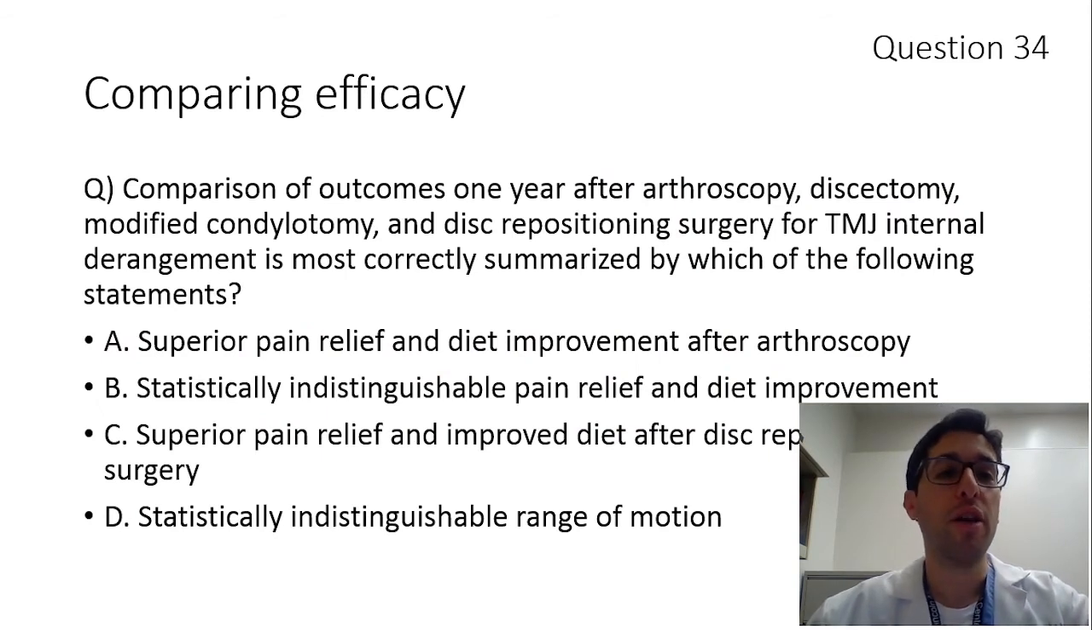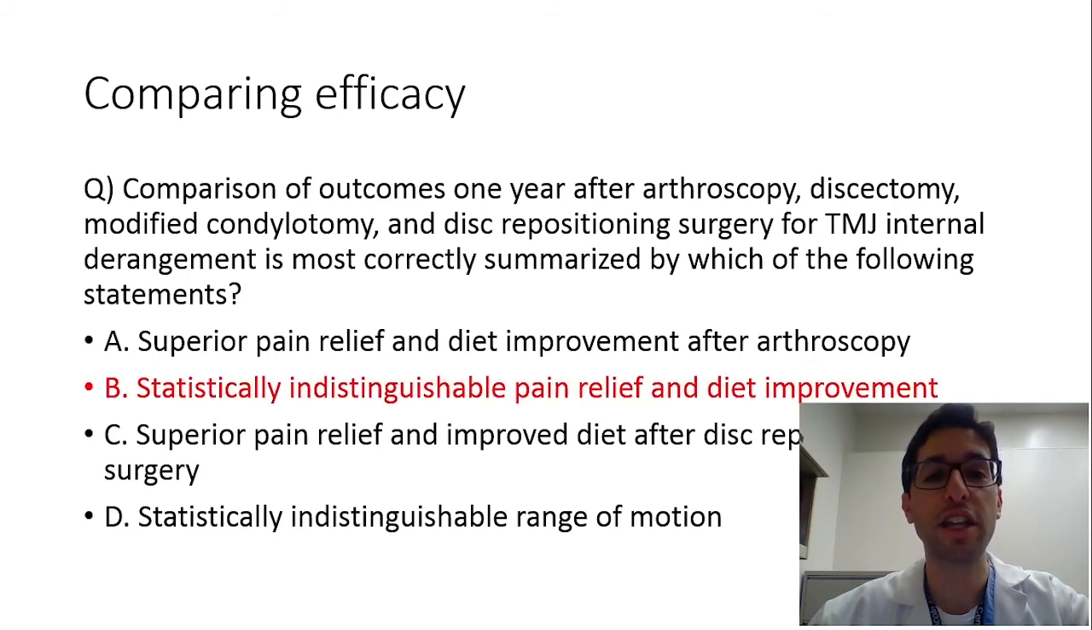All right. Let's compare the outcomes 1 year after all these things: arthroscopy, discectomy, modified condylotomy, disc repositioning. We talked about this last time. Do you guys remember? The answer is they're all the same. Statistically indistinguishable pain relief and diet improvement. So all these procedures 1 year later, they all get the exact same relief.